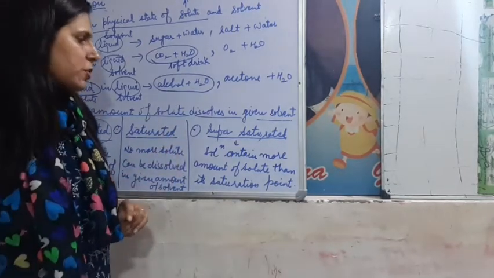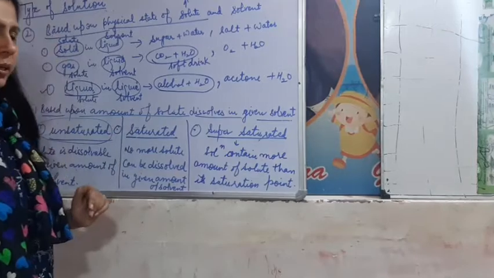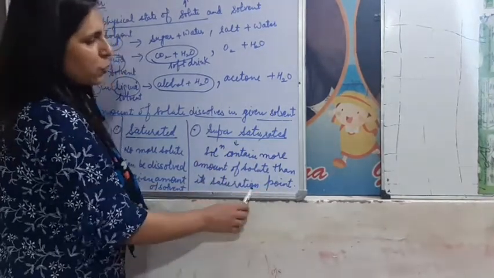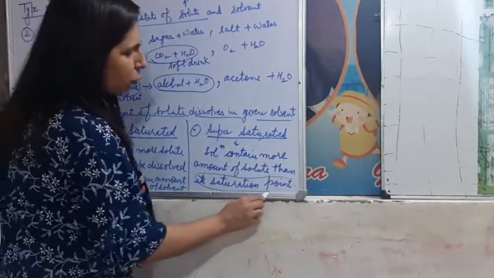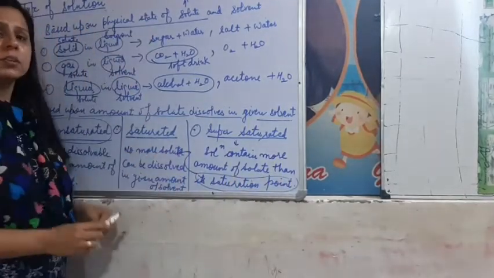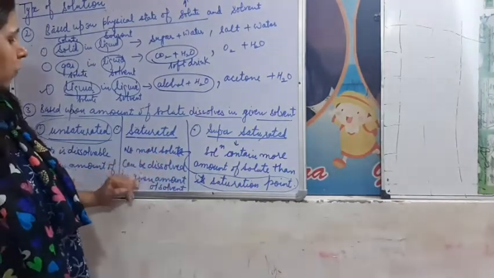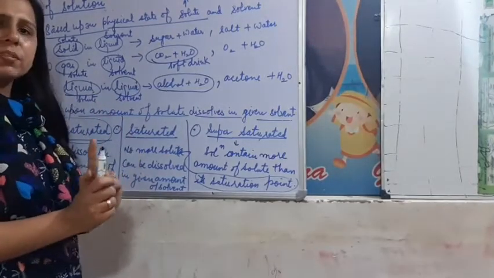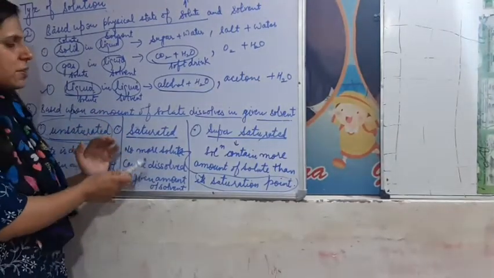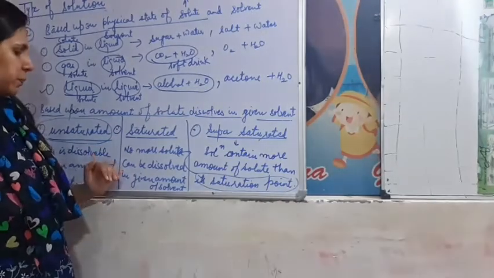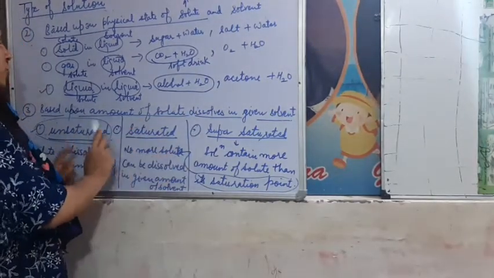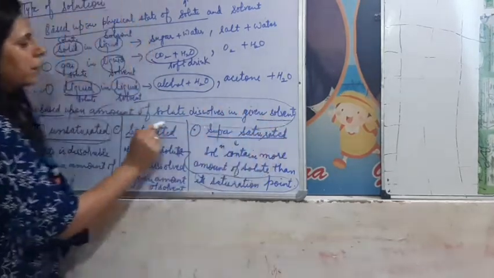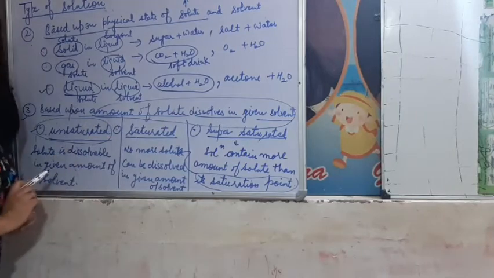Third one, which is supersaturated solution, that comes after the saturated one. When a solution is containing more amount of solute than its saturation point. What was saturation point? The point where no more solute is dissolvable in a given amount of solvent at a given temperature. At a given temperature means if you disturb the temperature, then the saturation point will also differ. So these three are the types of solution depending upon amount of solute in a proper given amount of solvent.